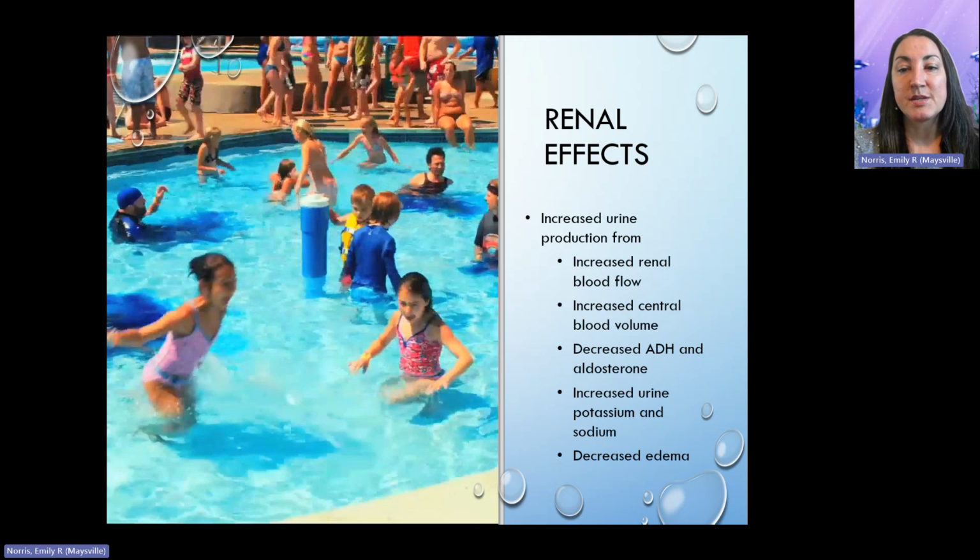The renal effect: it increases urine production by increasing the renal blood flow and the central blood volume, by decreasing the ADH and aldosterone, increasing the urine potassium and sodium, and decreasing your swelling. So after you've been in a pool for a while, a lot more blood has been circulated and filtered through the kidneys and is ready to be released. But don't pee in a pool.